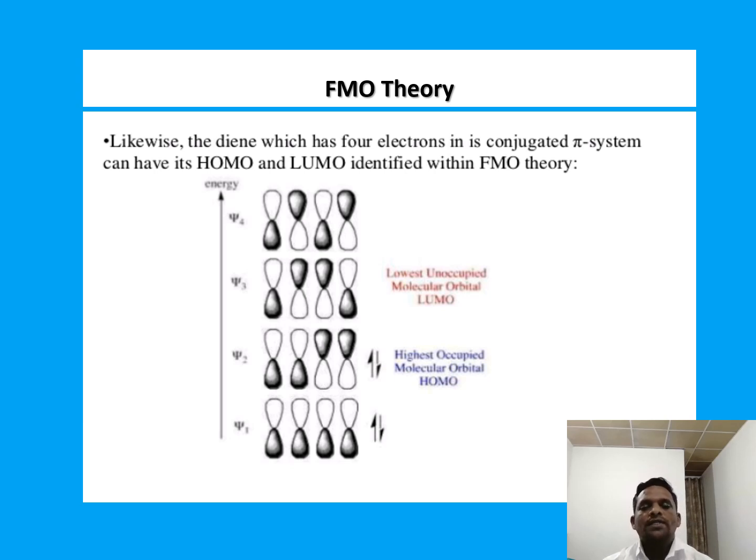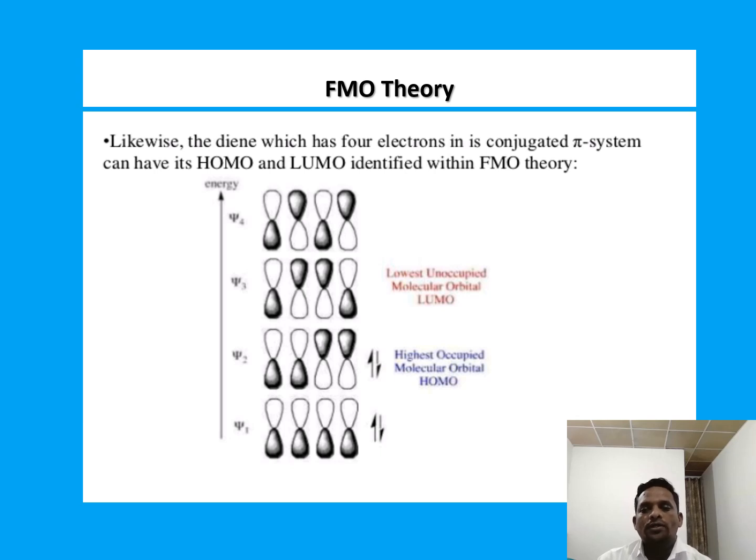The lower two, which contain the electrons, are known as the bonding orbitals, and the upper 2, which are higher in energy and unoccupied, are known as the anti-bonding orbitals. Among the bonding orbitals, the higher in energy, psi2, is known as the highest occupied molecular orbital, or simply HOMO. Among the unoccupied orbitals, psi3 and psi4, psi3 is lower in energy, so it is known as the LUMO, the lowest unoccupied molecular orbital.